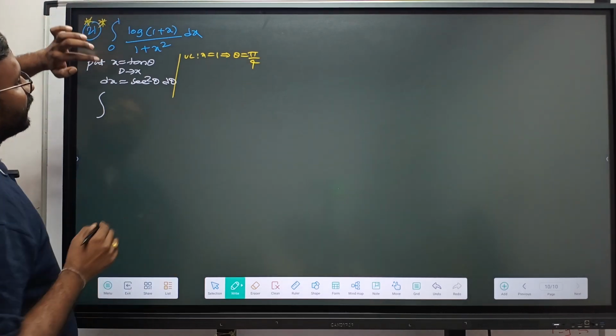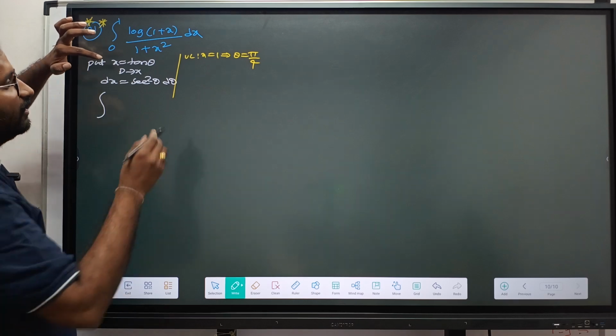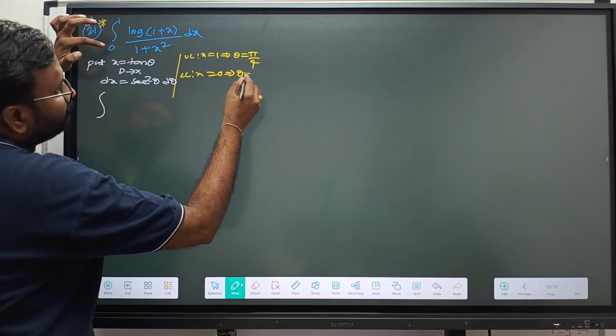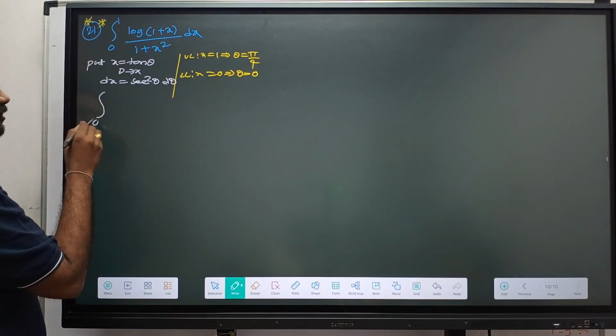X is equal to 1 means tan theta is 1, tan theta 1 means theta is 45 degrees, since tan 45 is 1. Lower limit: x is equal to 0 means theta is also 0. Why? Because tan 0 is 0 only. Now substitute here. For lower limit, 0 only.